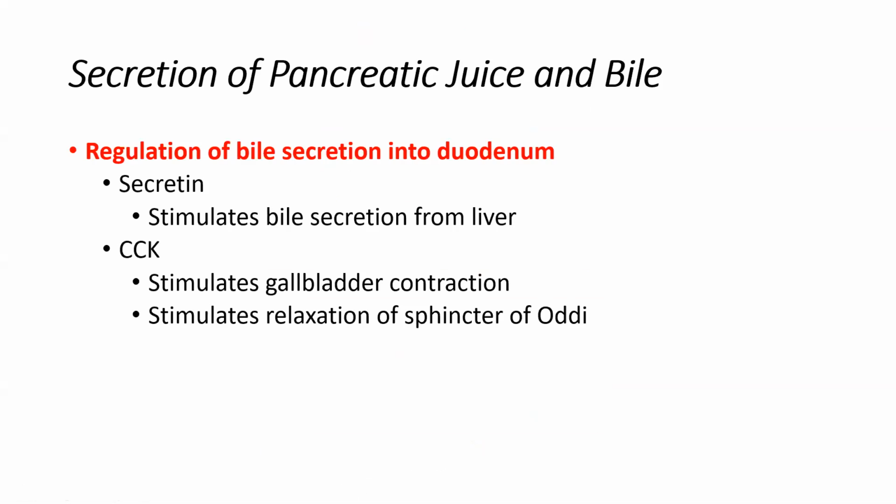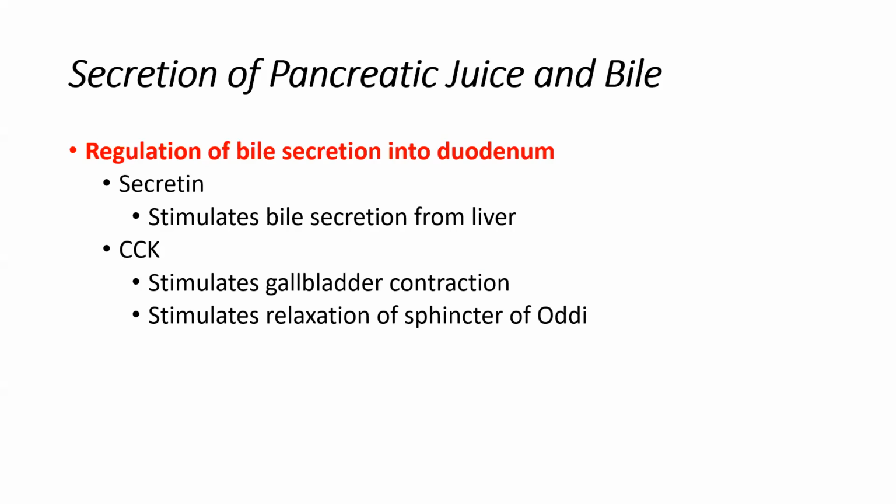So let's talk about the pancreatic juice and bile now. So the regulation of bile in the duodenum involves secretin and CCK as well. Secretin is going to stimulate bile secretion from the liver. CCK is going to stimulate the contractions of the gallbladder, as well as the relaxation of the sphincter of Oddi. And if you remember, the sphincter of Oddi is that sphincter that's guarding the opening of both the pancreatic duct and the common bile duct, which are opening into the duodenum.